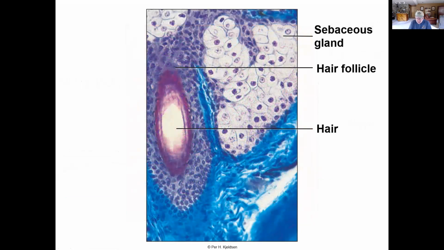Here's a magnified view of a sebaceous gland. And again, look for clear cells with dark stained nuclei clustered together. Another one up here. That screams sebaceous gland. This is also situated very close to a hair follicle. That's what we're looking at here in the dark purple. And in the center of that would be a piece of hair.